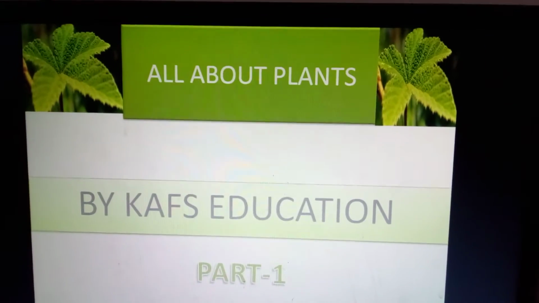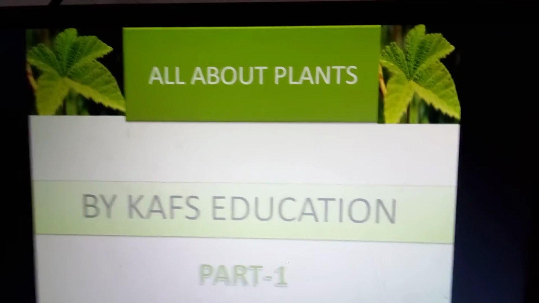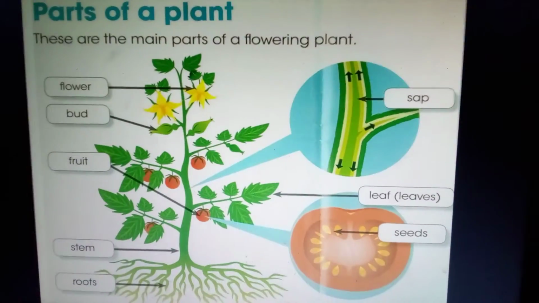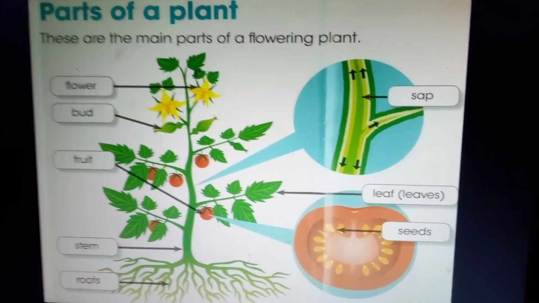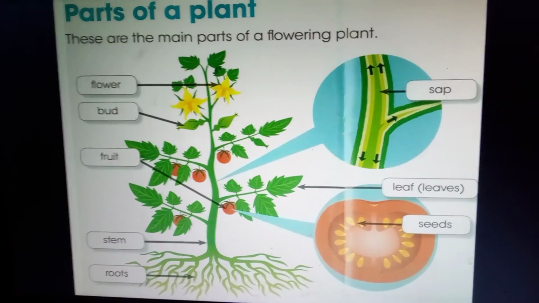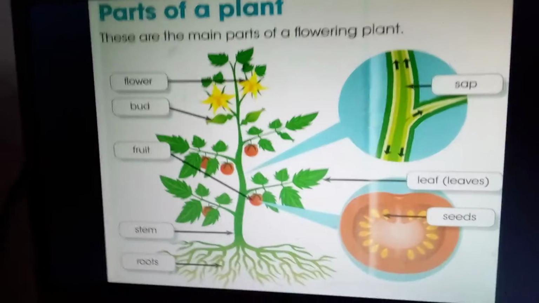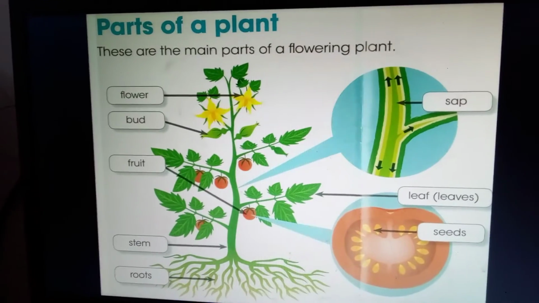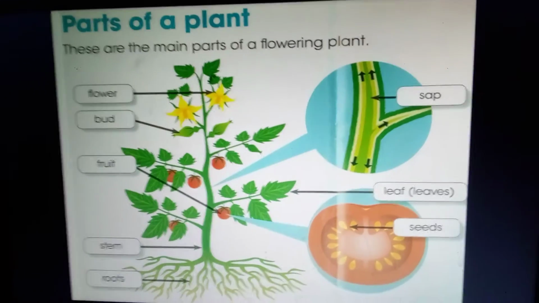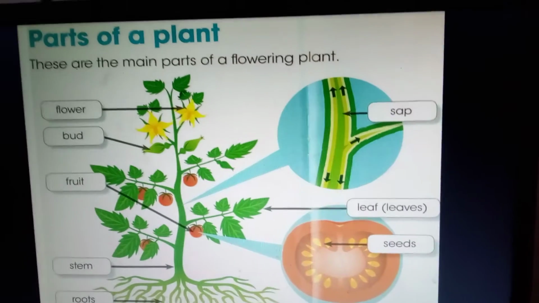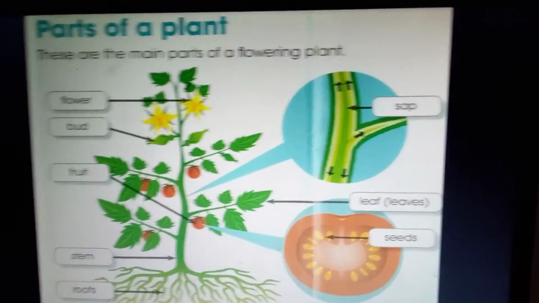This is part 1 of the video all about plants. Parts of a plant. These are the main parts of a flowering plant: flower, bud, fruit, stem, roots and leaves, and the most important, seeds.